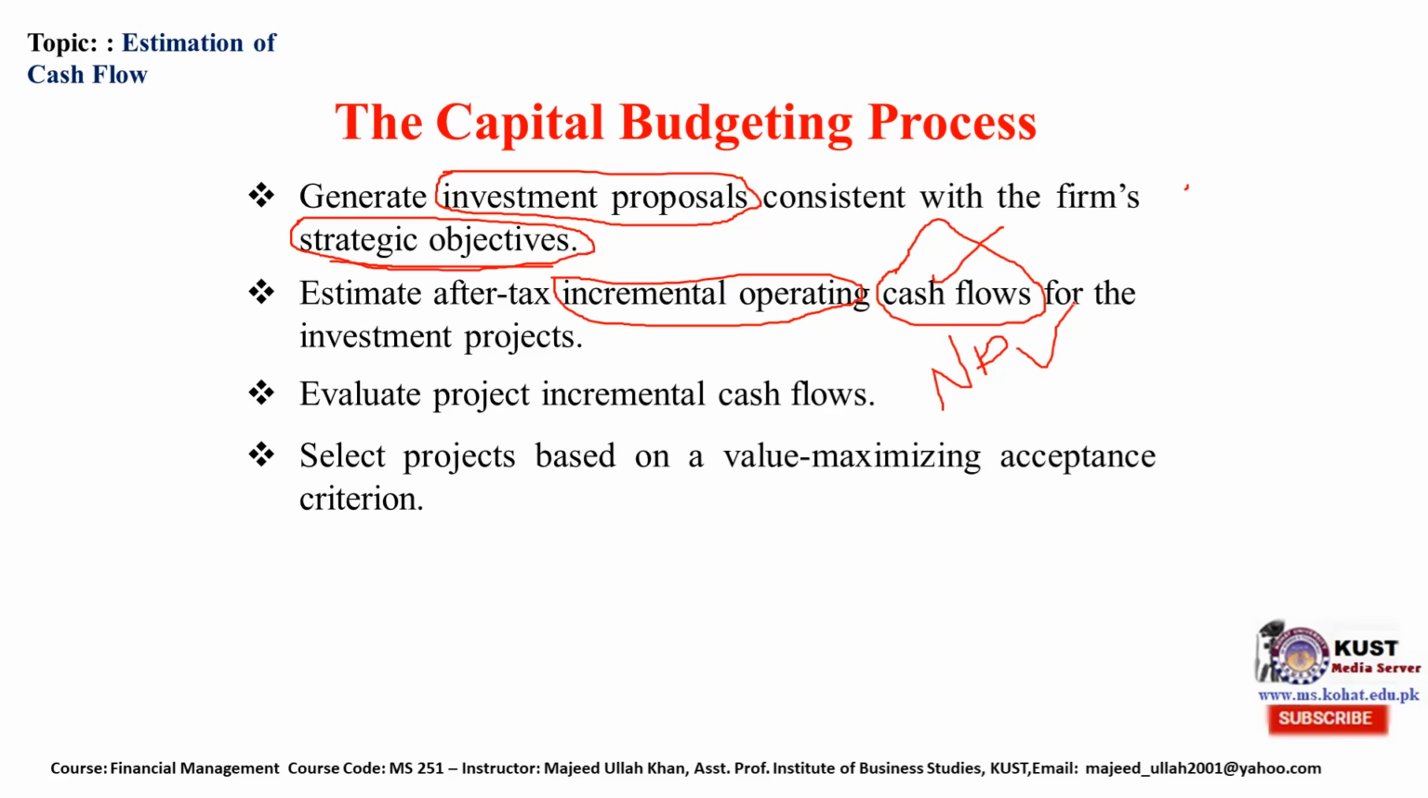Then select projects based on value maximizing acceptance criteria. If we have, let's suppose, more than 10 projects, then we will accept only those which maximize the wealth of shareholders. How will we decide that a specific project is a value maximizing project or a value destroying project? Those which have positive NPV are considered value maximizing projects.